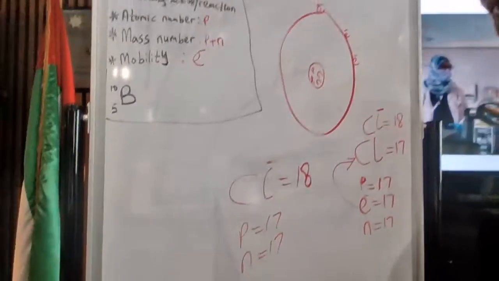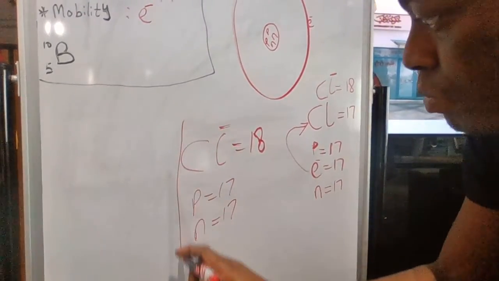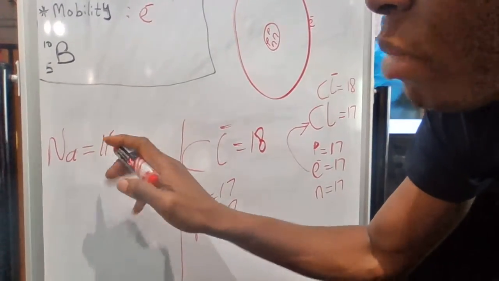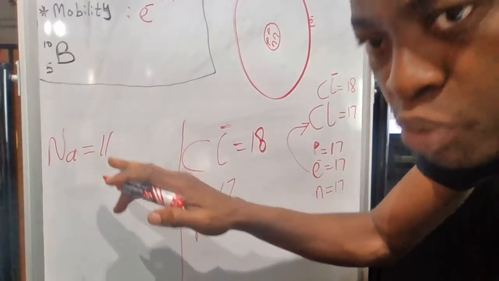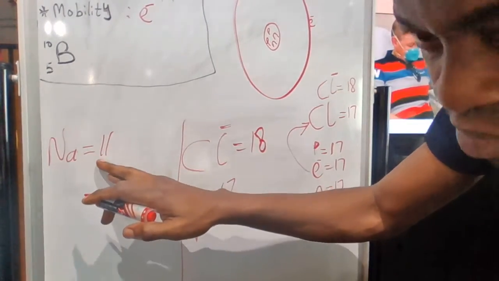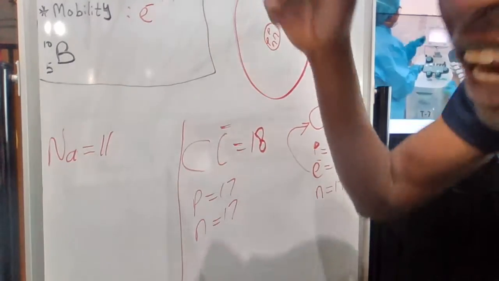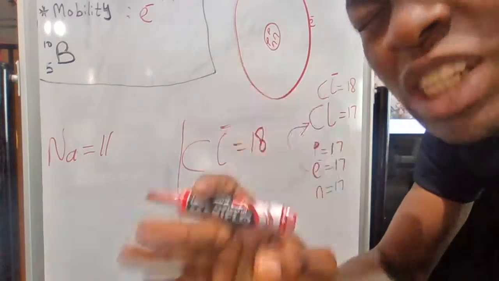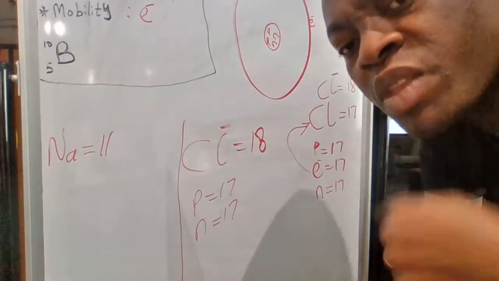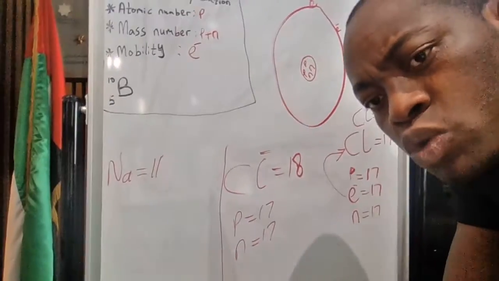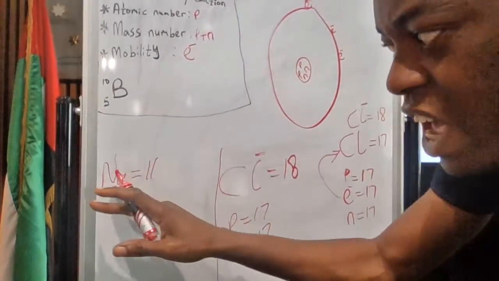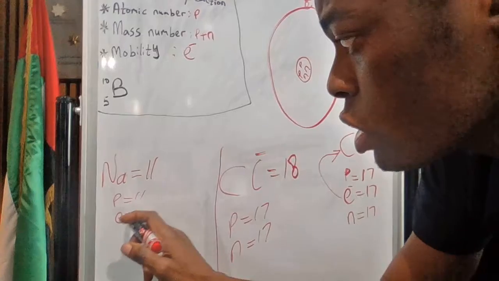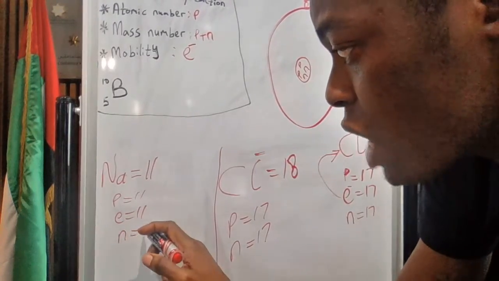I don't want to rub it off. That is why. For sodium, the atomic number is 11. This sodium is neutral. That is, the proton is 11. The electronic configuration is 11, but that does not make the 11 for the proton different from the 11 of the electron. Now, what moves out or moves in is the electron. Here the proton is 11, the electron is 11.